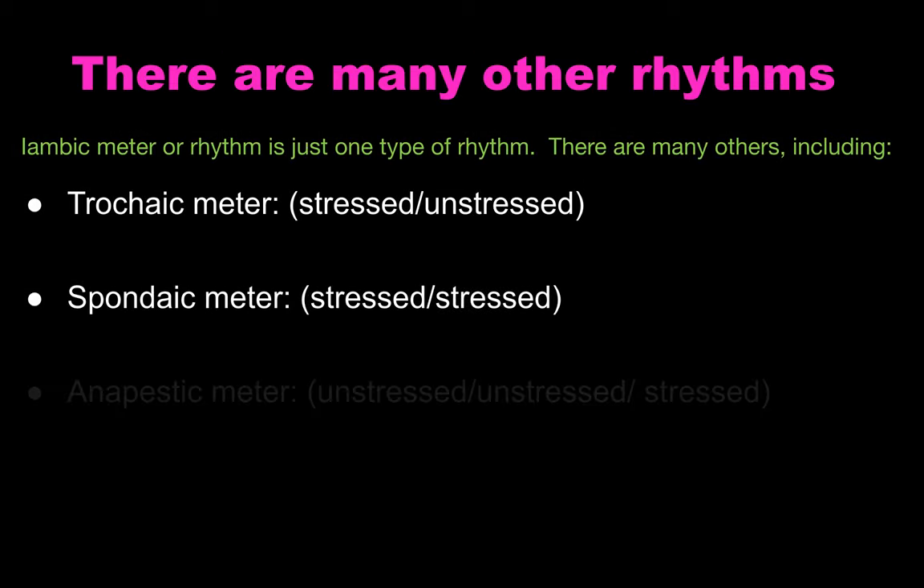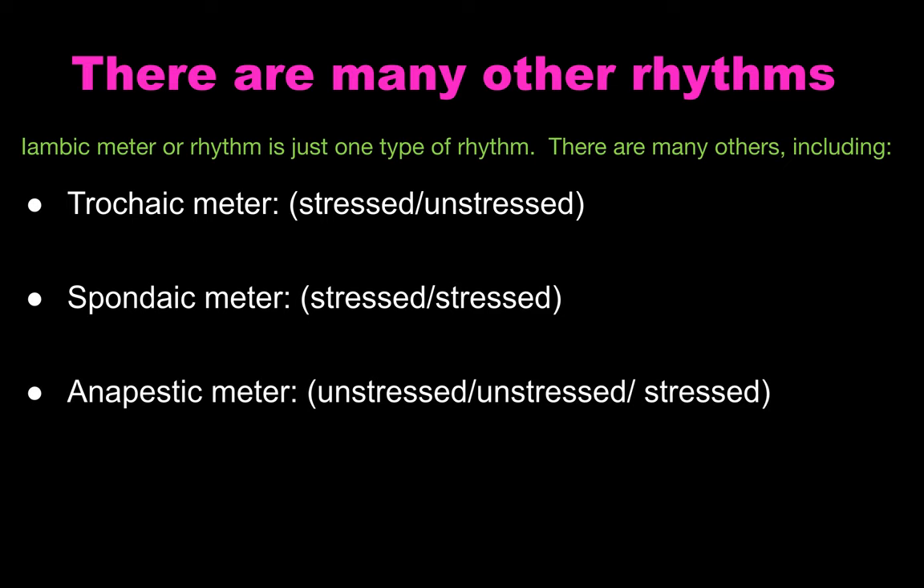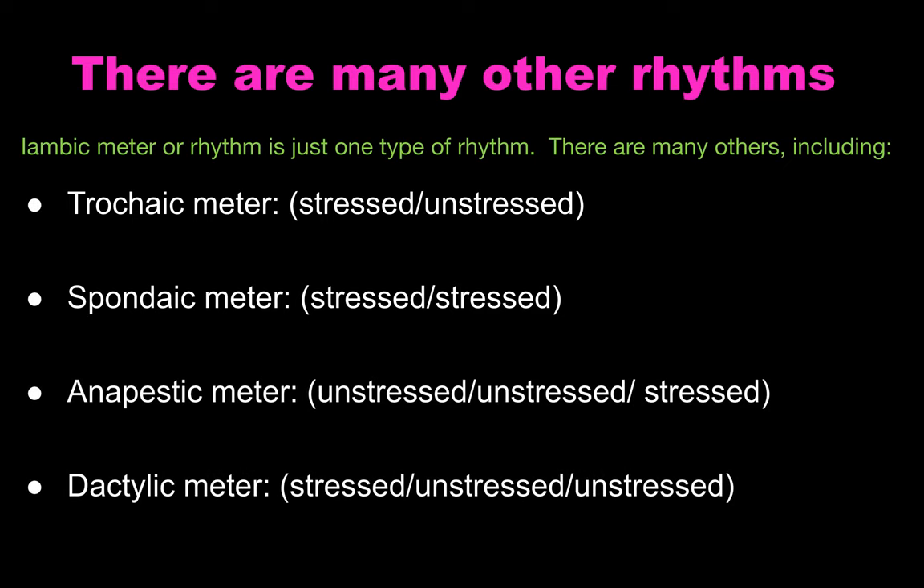So, you guys, we're only going over the iambic rhythm because it's one of the most common rhythms that we're going to find in Shakespeare. However, there are many, many others. And as you get more into poetry, you will find and hopefully discover some of these other types of rhythms, including trochaic meter, spondaic meter, anapestic meter, and dactylic meter. We're not going to get into the details of those, but I just wanted to let you know there were a lot more besides just the iambic meter.